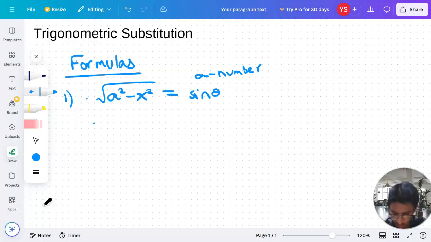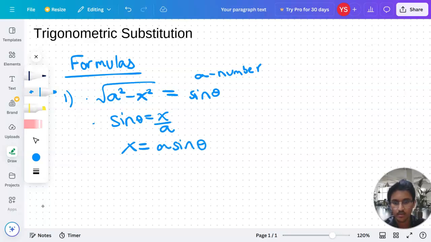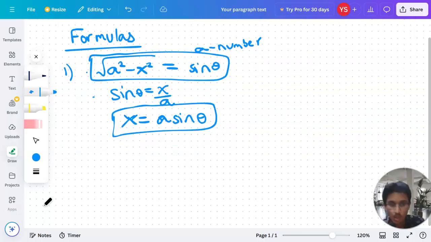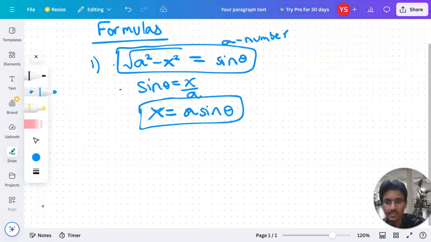Along with that, you also know sine theta is gonna be equal to x over a. So it's gonna be x over that number, and then we could say x equals a sine theta. This might be confusing, but just write it down. We will explain and see how this actually comes into play. So x equals a sine theta. When you see an a squared minus x squared, you need to know what to use, and you're gonna use sine.